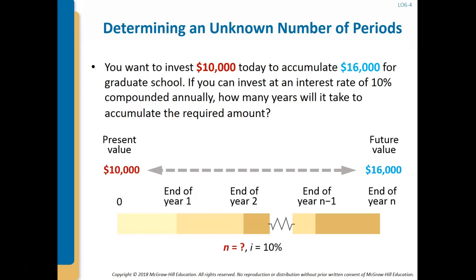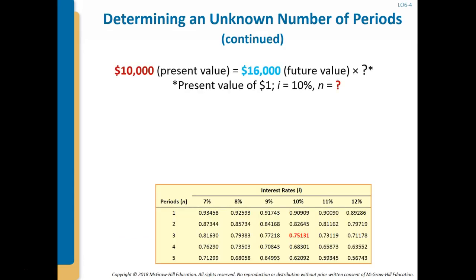You want to invest $10,000 today to accumulate $16,000 for graduate school. If you can invest at an interest rate of 10%, compounded annually, how many years will it take to accumulate the required amount? Well, the number of years is the value of N that will provide a present value of $10,000 when finding the present value of $16,000 at the rate of 10%.